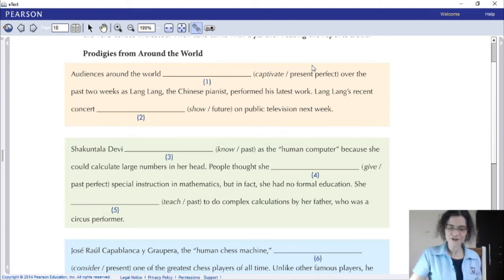Awesome. Okay, and you're going to try number 3, 4, 5, 6, and 7. You can pause your video and try it out. Go ahead.